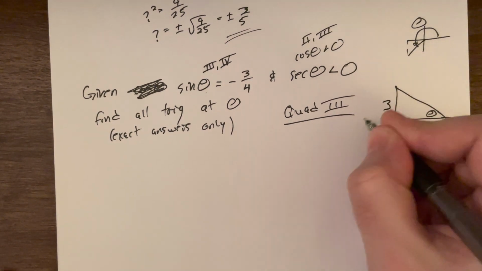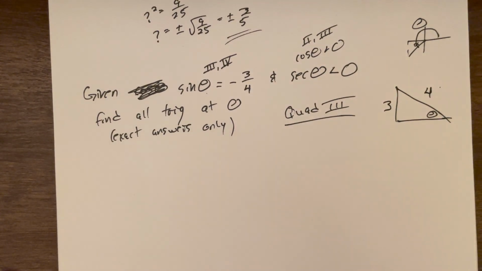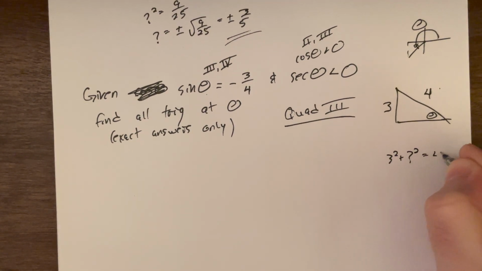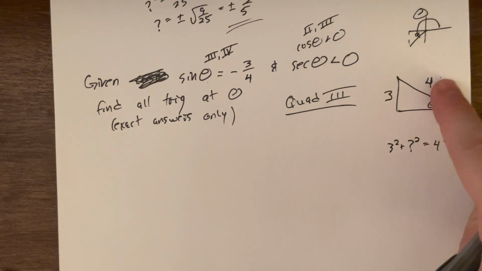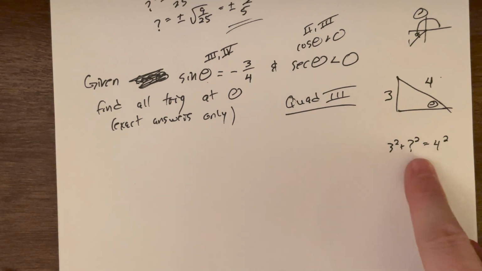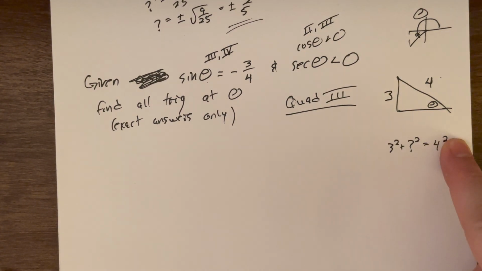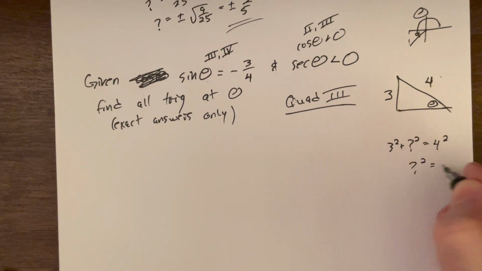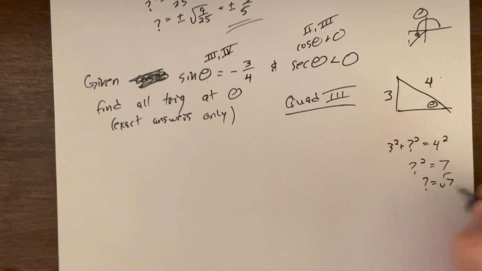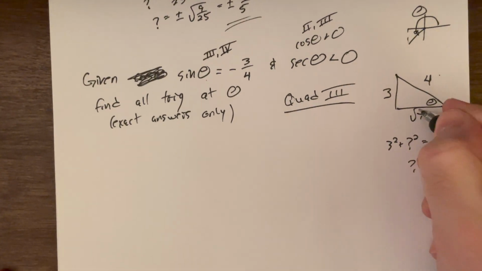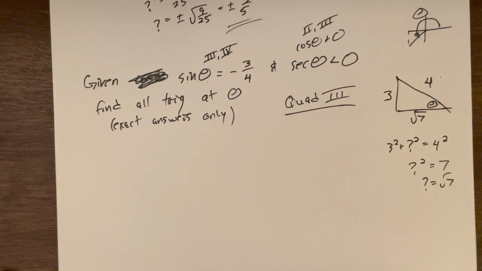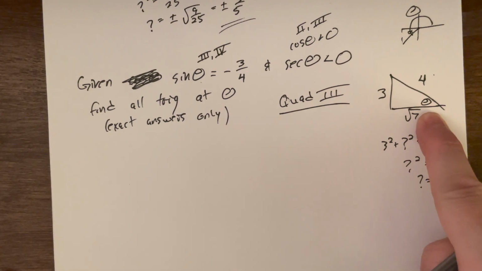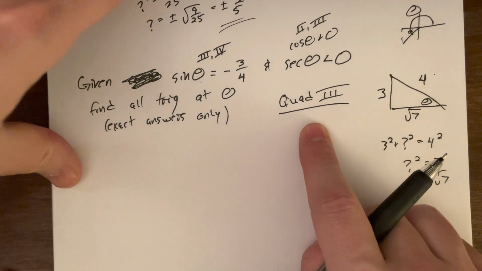So here, the opposite is 3, the hypotenuse is 4, a little Pythagorean theorem. Again, the 4 is the hypotenuse, so make sure that's the side by itself. When we solve this, that's a 9, that's a 16, so we'll get 7. So the square root of 7 is as good as it gets here. Triangle for the values, quadrant for the plus or minus.